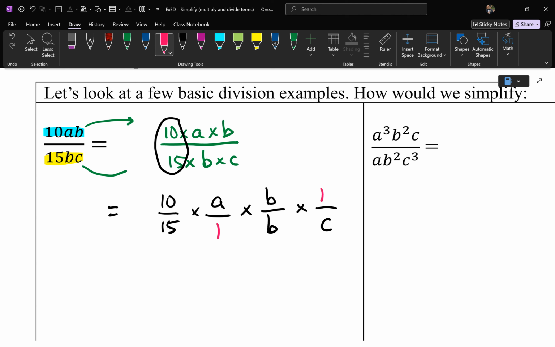You can see B divided by B we know is 1. And this one you did last term. Find a common factor of 10 and 15. And then you can times them together, which I'll do. So it's because they're not like terms.